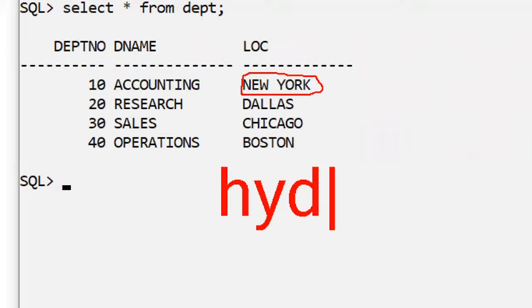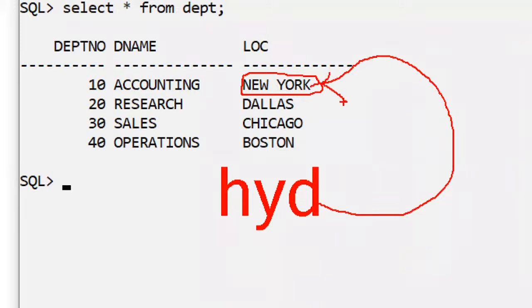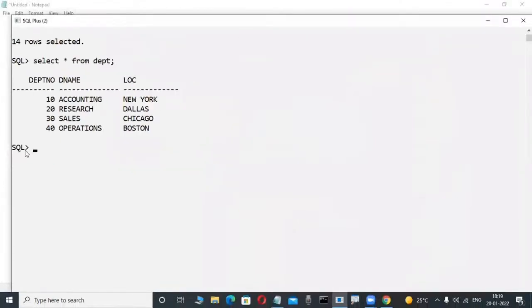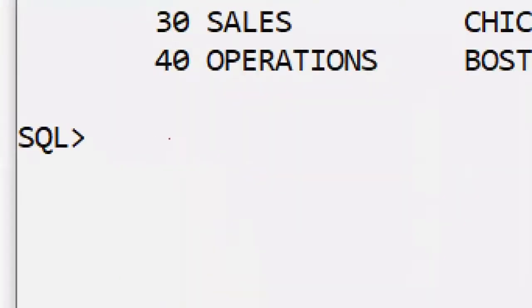Suppose I want to change this New York location into Hyderabad in this relational database. How can I do it? Just at the SQL prompt, using the SQL language. SQL means a very easy language. How? I will tell you.